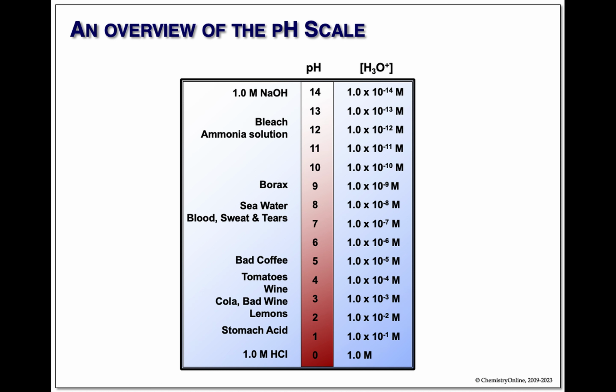On the basic side, blood, sweat, and tears, just over 7. Bleach and ammonia solution in the 11 to 12 range. 1 molar sodium hydroxide is up here at 14.